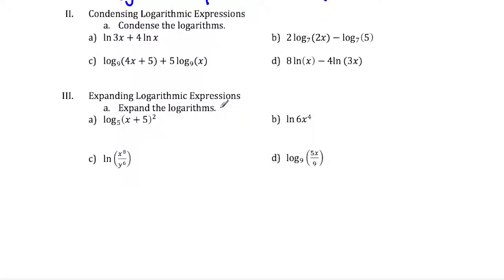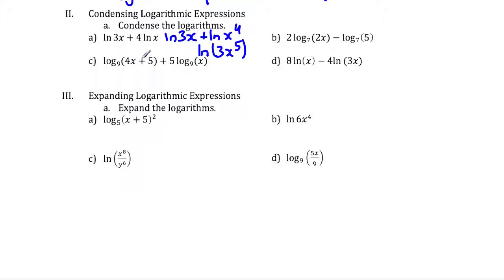Okay, moving on. We're condensing. When we condense, there are 3 properties: the power property, the product property, and the quotient property. When we are condensing, we always do the power property first. So here I have natural log of 3x plus 4 natural log of x. So this actually becomes natural log of 3x plus natural log of x to the 4th, because I use this power property first. And then I can write this as a product. So this is going to be the natural log of 3x to the fifth, and that's my final answer.